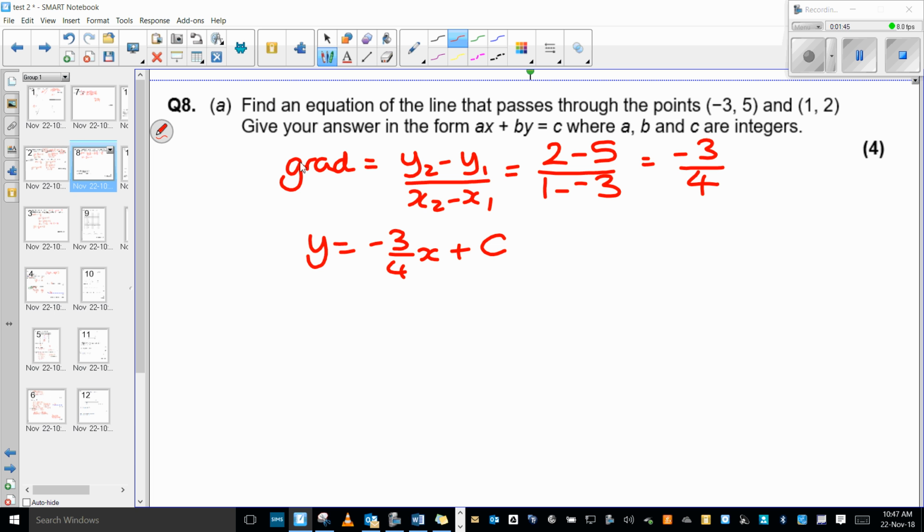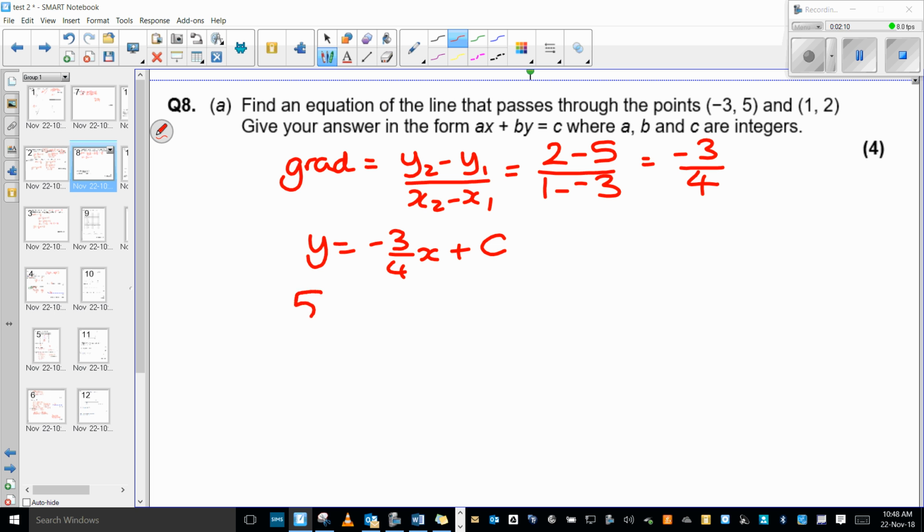Find c. How do we do that, Laura? We substitute. Substitute what? Either A or B. So we're going to substitute one of our sets of coordinates. Which one would you like to substitute? First one. Unfortunately we're using negative 3/4, so neither is super easy, but more people shouted the first one, so I'm going with the first one.